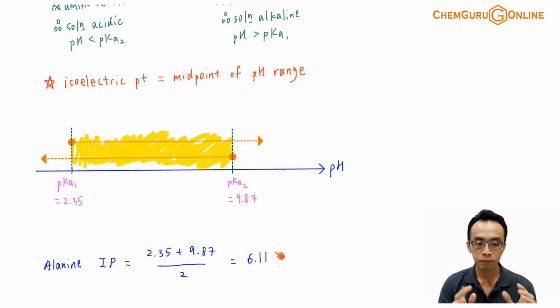So just to clarify, the isoelectric point is the midpoint of this pH range. At the isoelectric point, when pH is 6.11, 100% of your amino acid exists as Zwitterion. In this range here from 2.35 to 9.87, the Zwitterion will be the predominant species. That means I will have a Zwitterion and another species, but the majority of it will be the Zwitterion. So that clarifies the difference between the isoelectric point and this range here. This is for the alanine amino acid.